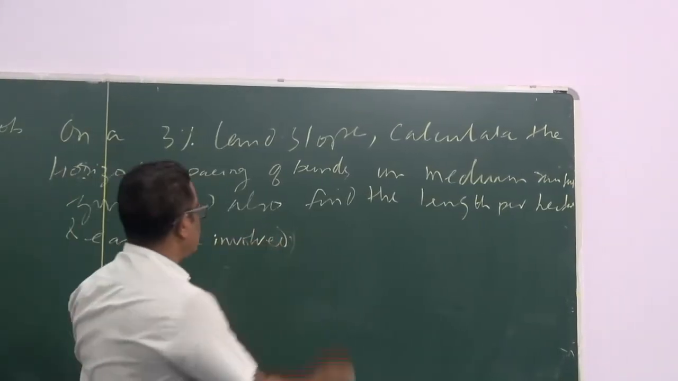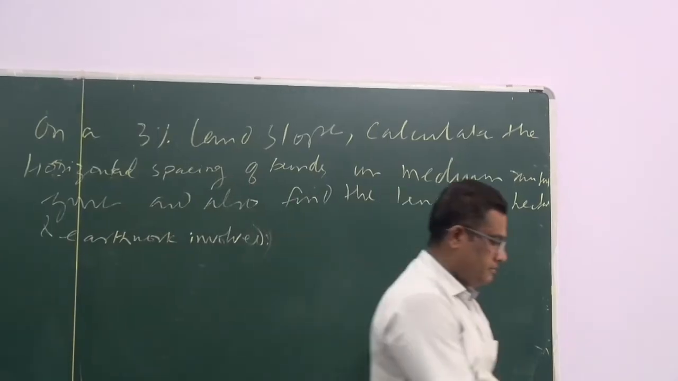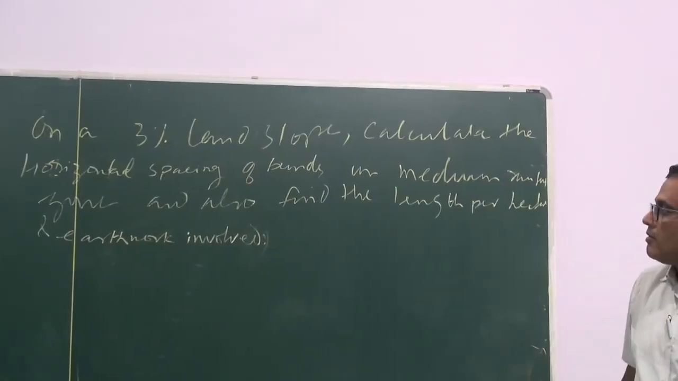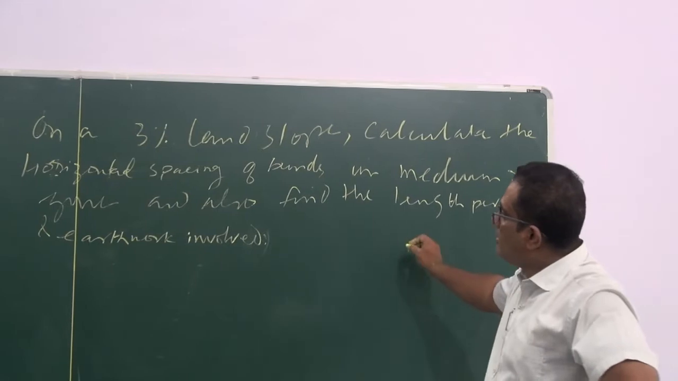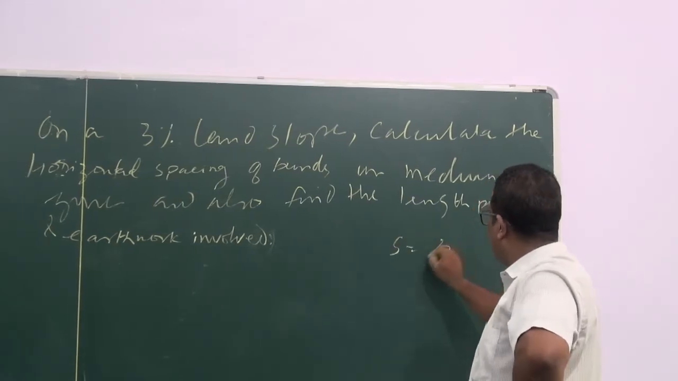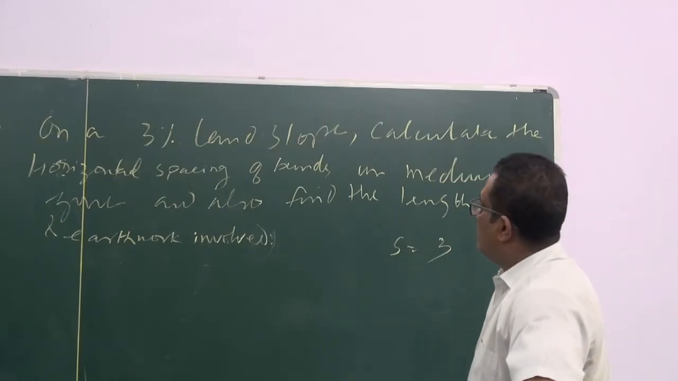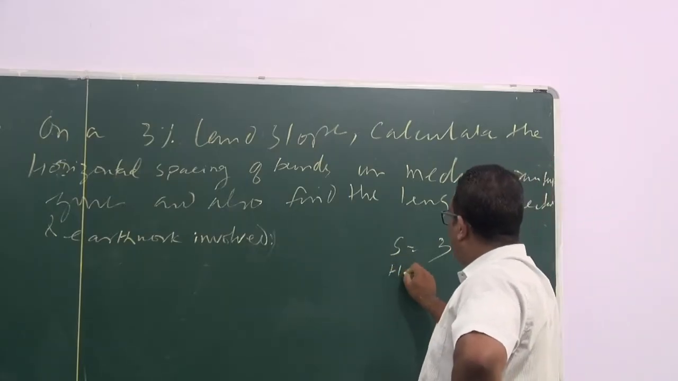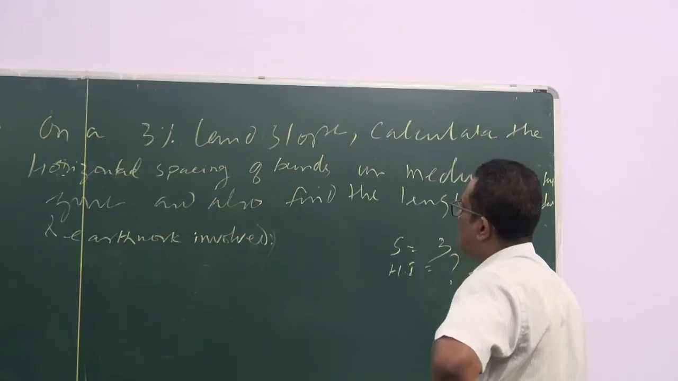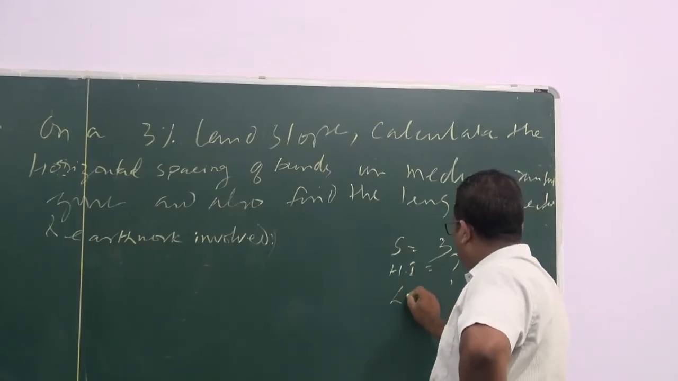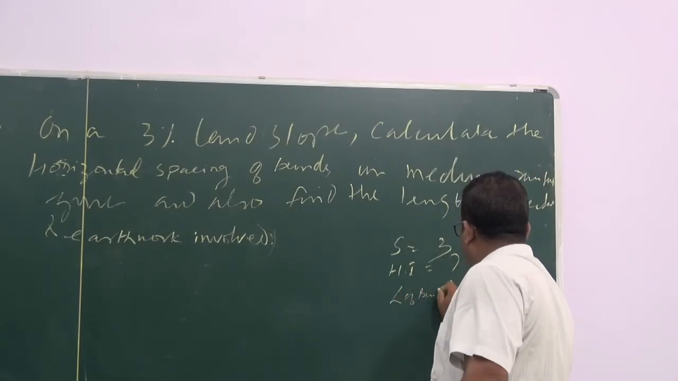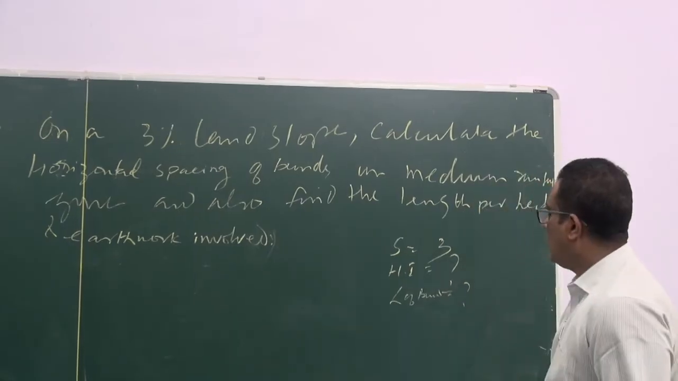How to go ahead with this problem? What is given? S is given as 3, right? 3%. Hi we have to find out. Then we have to find the length of bund and earthwork.